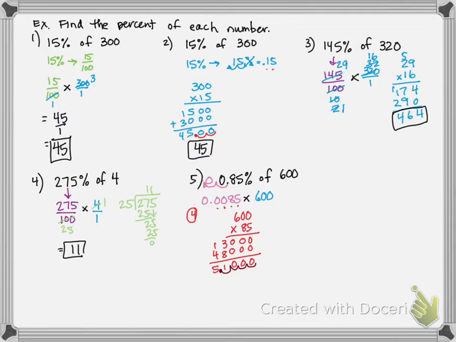Now, what I don't need in my answer are all these zeros. Why? Because they just mean nothing. So what I'm left with is 5 and 1/10. Okay, that's a very small number. When you look at 600, all right, let's do one more like that.